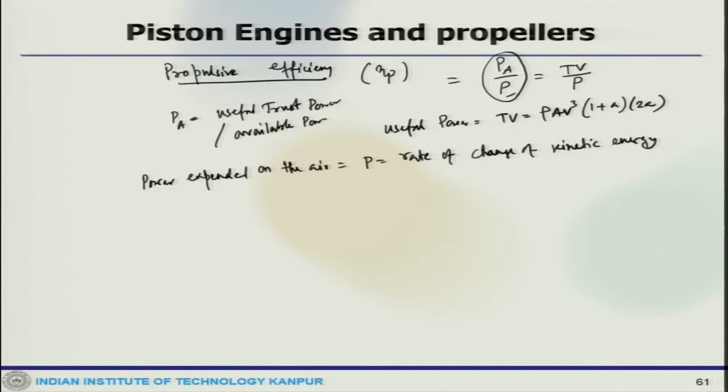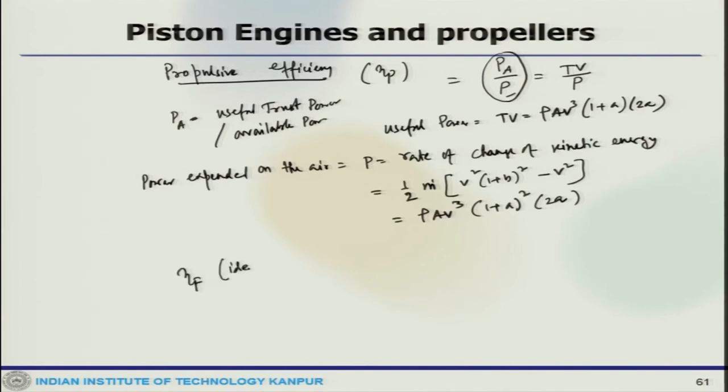So that becomes half m dot v square times (1 plus b square minus v square), which is rho a v cube times (1 plus a) whole square times 2a. So, this ratio of these two powers for the ideal actuator disk model is called the ideal Froude efficiency, that is eta f, the ideal Froude efficiency, and this is 1 by 1 plus a, which is the ratio between v plus.